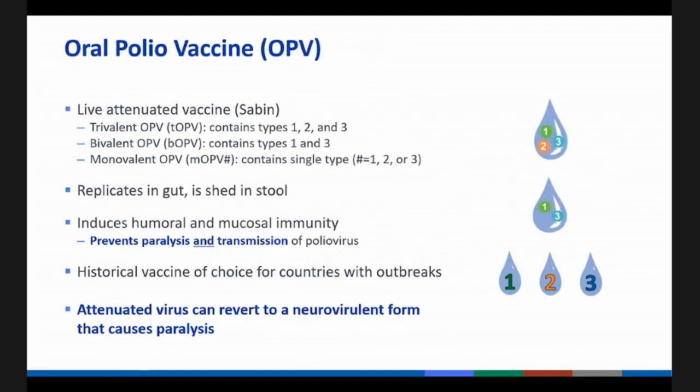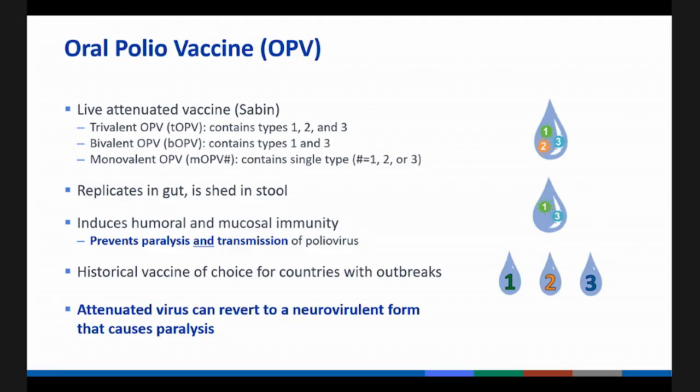Oral polio vaccine, or OPV, is no longer used in the US. It is a live attenuated vaccine that can come in different formulations. Trivalent vaccine, or TOPV, contains poliovirus types 1, 2, and 3. Bivalent vaccine, or BOPV, contains types 1 and 3 poliovirus. And there are also monovalent OPVs that contain just a single serotype.